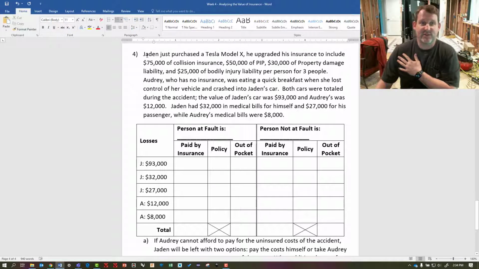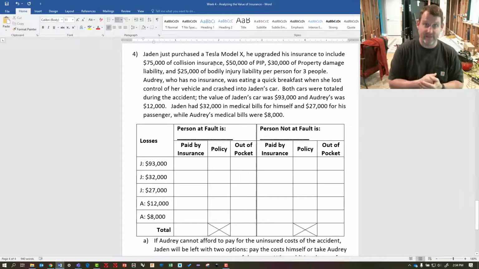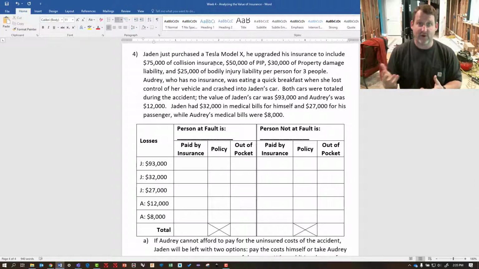He upgraded his insurance to include $75,000 of collision insurance, right? So that protects his Tesla in case someone hits him. And you really need that when you have such an expensive car. $50,000 of PIP, and that's the personal injury protection, which protects you, not the other person, in case there's an accident. $30,000 of property damage liability.